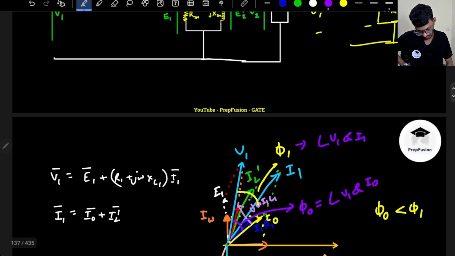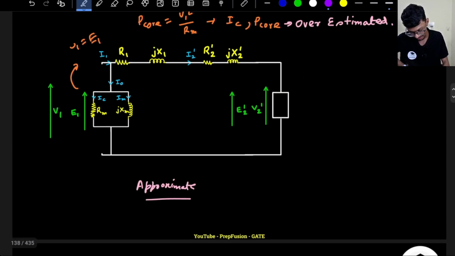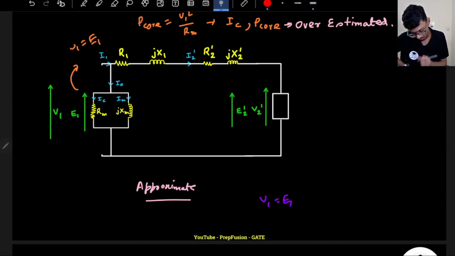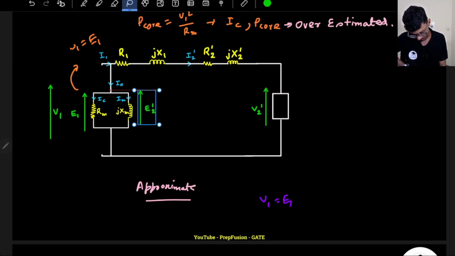So same thing now, what will be the difference? The difference will be that this time my V1 and E1 will be equal. Previously my V2 dash and E2 dash were equal, but now my V1 and E1 will be equal. So that is one thing. My E2 dash will be here, this R1 will be on the right hand side, so this I can shift a bit to the left side.